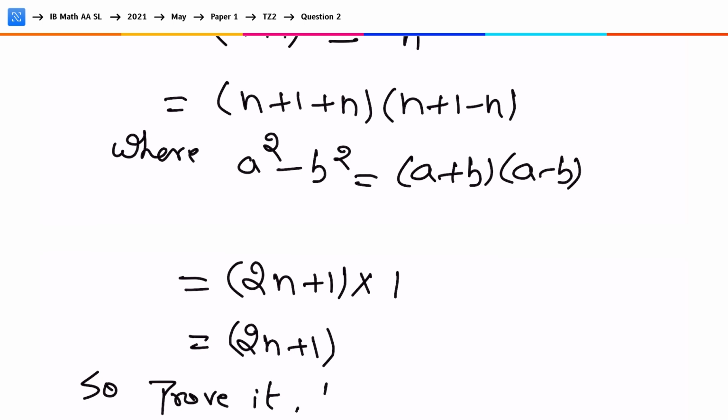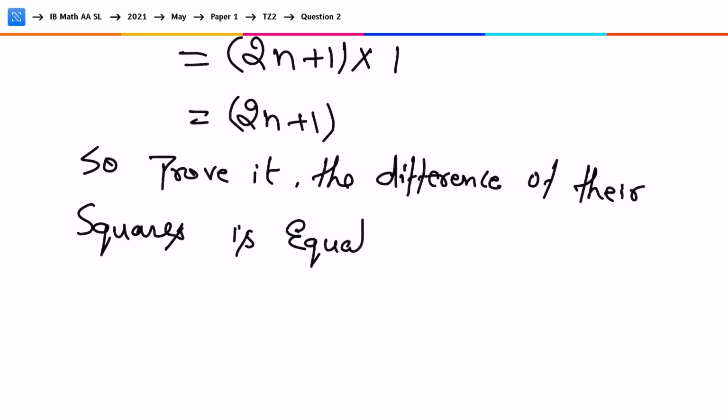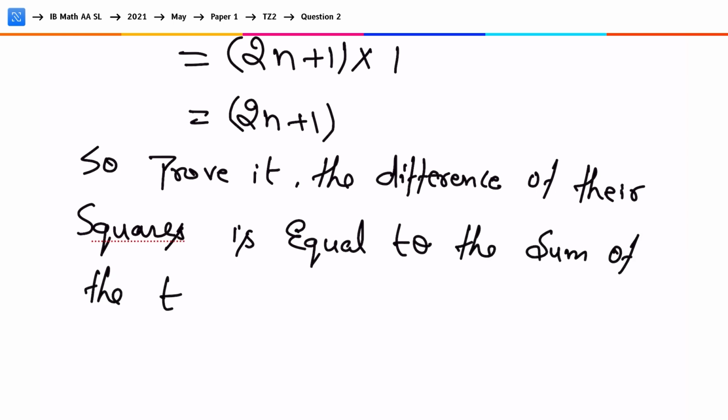The difference of their squares is equal to the sum of the two integers. This is our final answer.